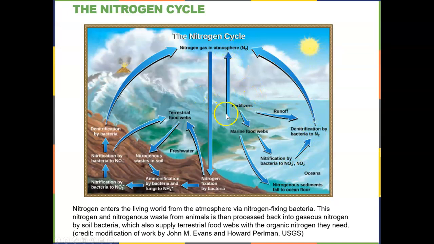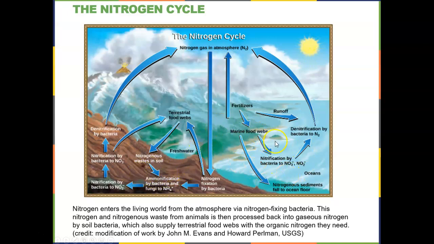Now, burning fossil fuels and adding fertilizers to the land can overwhelm the amount of nitrogen which is available to living things, and that can cause a great deal of problems. So it can overwhelm these systems that are trying to remove the nitrogen and recycle it back into nitrogen gas, both in the oceans and on the land.